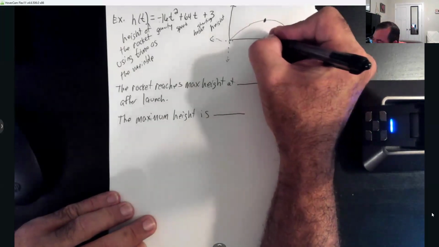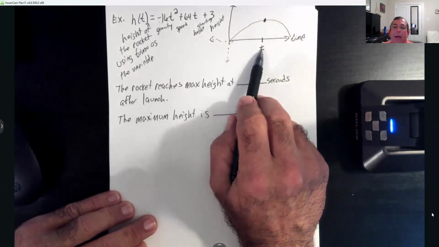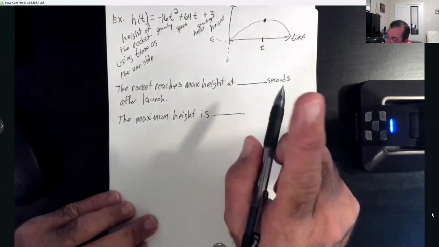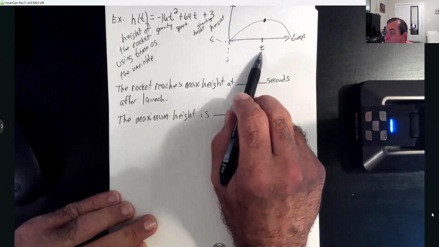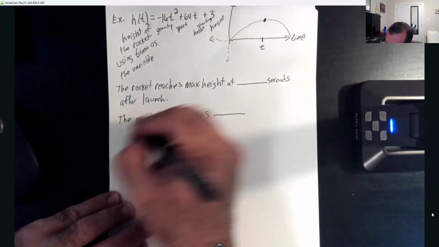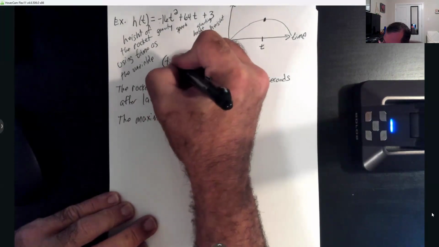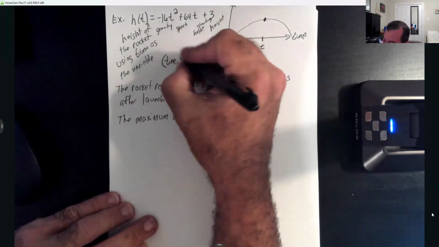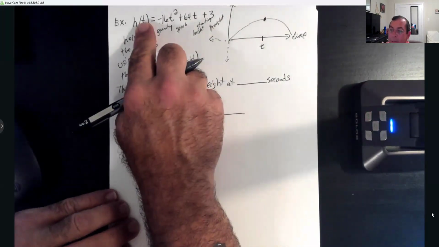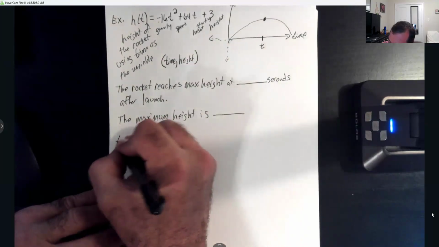All righty, so what we're really looking for first is this T, which is our time. Once we get that, we'll look and see what our height is. So remember, if you're doing the vertex formula, T would be like your X value. So the X value would be the time. The Y value we get will be the height, because remember, the function is the height.